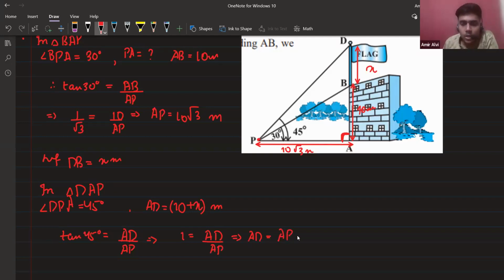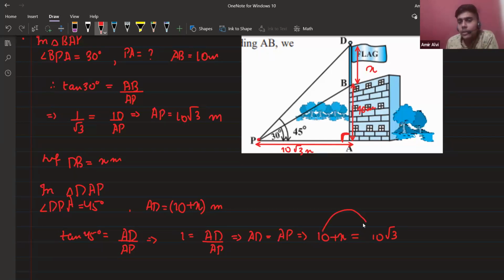So just put the value here. What is the value of AD? 10 plus X. What is the value of AP? It's 10 root 3, not 10 by root 3. AP is 10 root 3. Okay, Krishma, any doubt? No, sir.